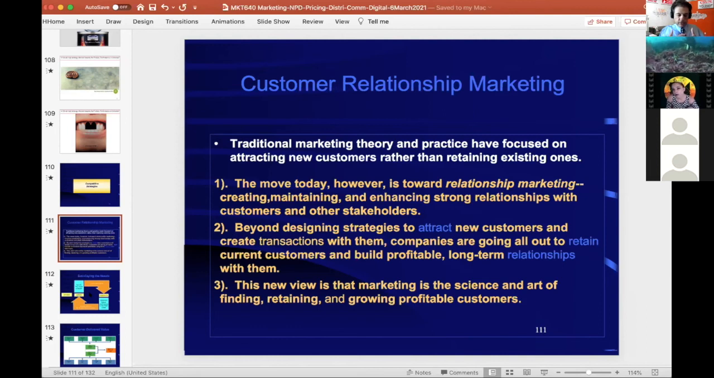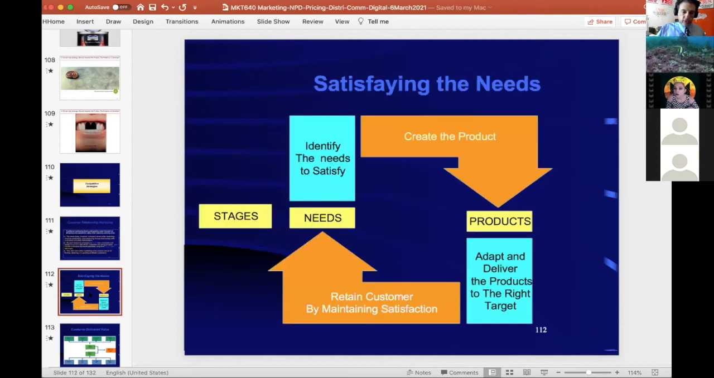So I'm not saying you want to do business just as a repeat, but you want to really believe that repeat is important. So you have to go through this cycle about what are the needs, let's make the product, let's deliver it the right way. So delivering is very much this concept of the sales promotion and also the place. So those two P's are very important. And then you retain customers because you generate satisfaction.